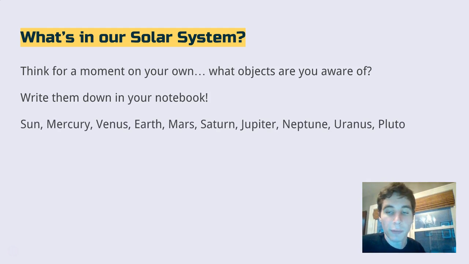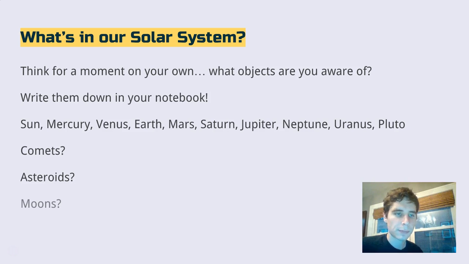Maybe you thought of the sun. Maybe you thought of the planets, Mercury, Venus, Earth, Mars, Jupiter, Saturn, Uranus, Neptune, Pluto. But did you think about the comets that are out there? Are they part of our solar system? Did you think about any asteroids that might be floating about? What about all the different moons? We have a moon. Saturn, Jupiter have many moons. Did you think about those things? Just something to consider, because we will be learning about it throughout these lessons.